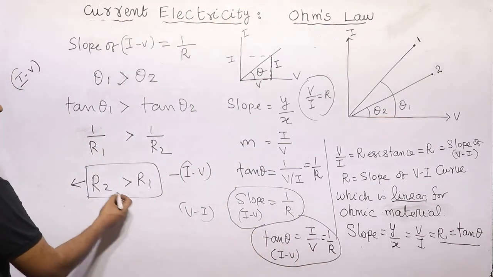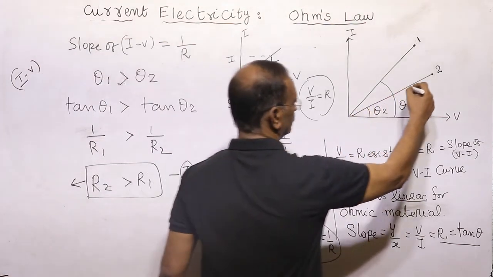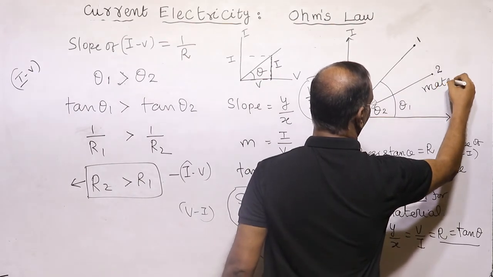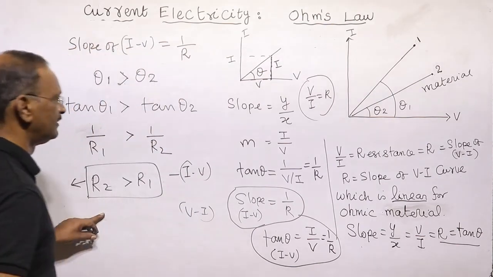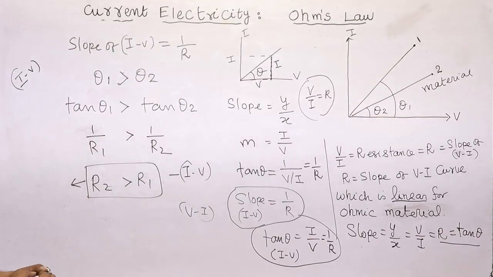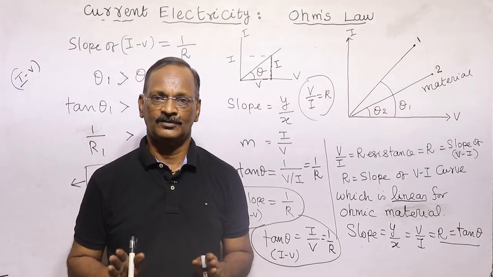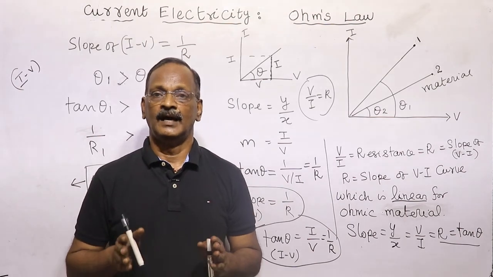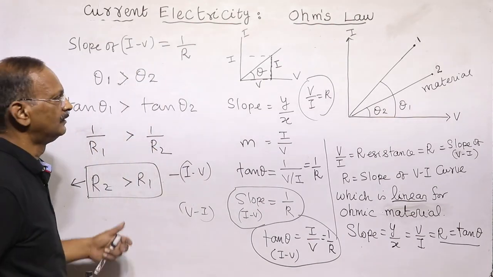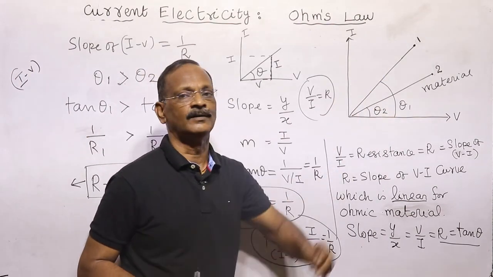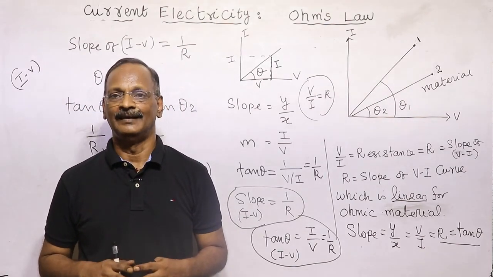In this case, this is material 2, that is metal or conductor, and this is material 1. The resistance of material 2 is greater than the resistance of material 1. It is reverse. For the VA graph, whichever has more slope has more resistance. And for the IV graph, whichever has less slope, that is R2, will have more resistance than the material which has more slope.